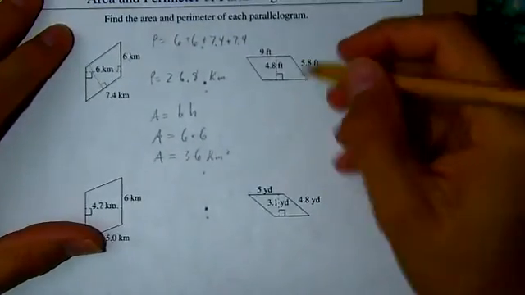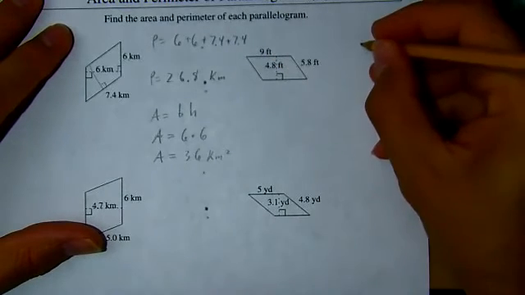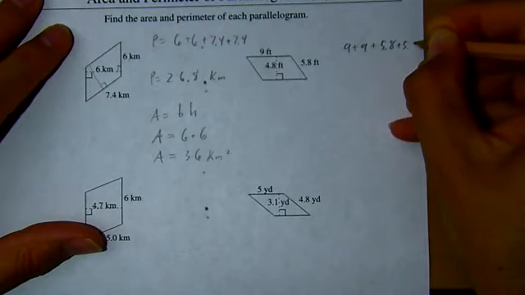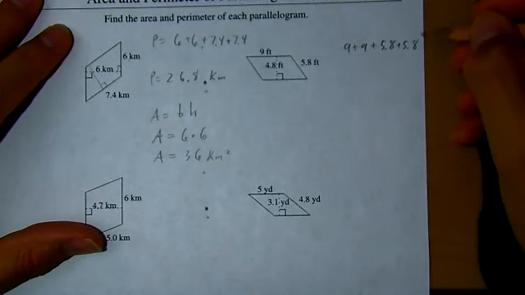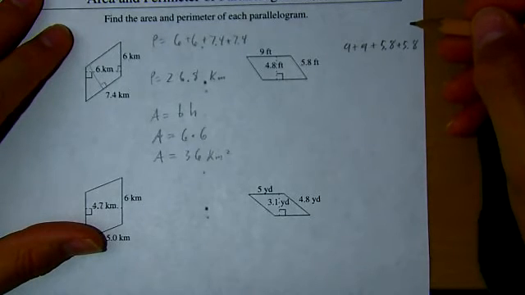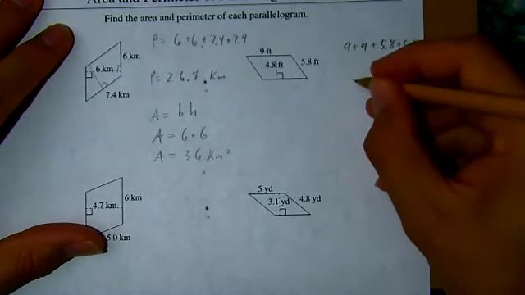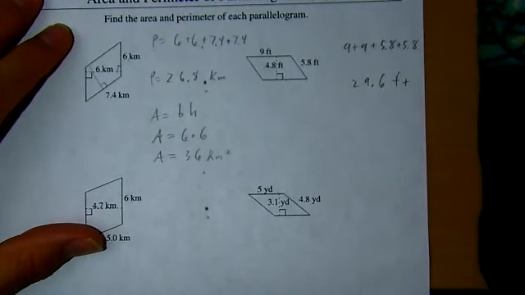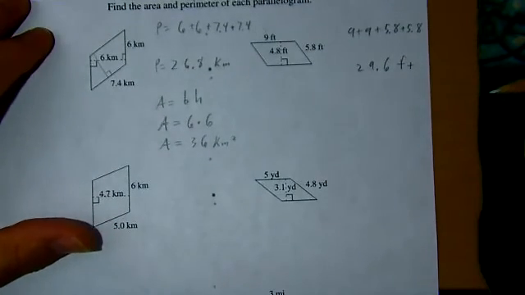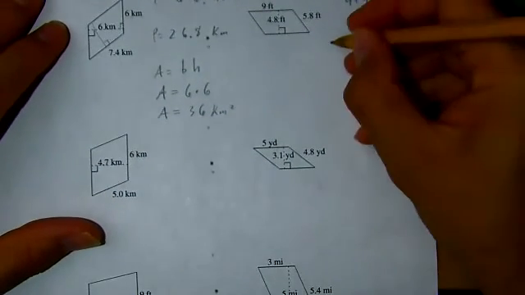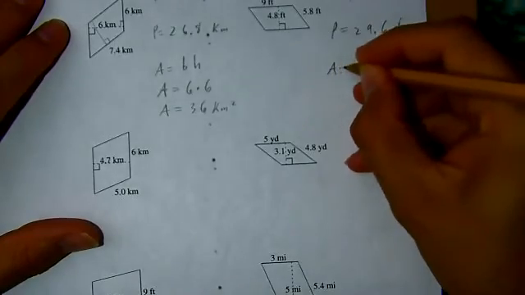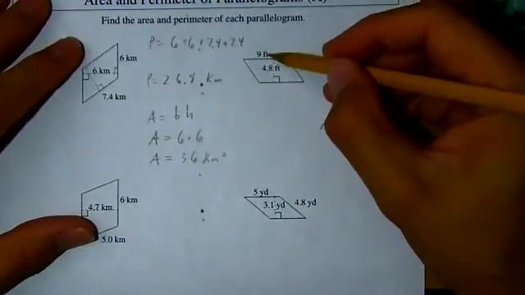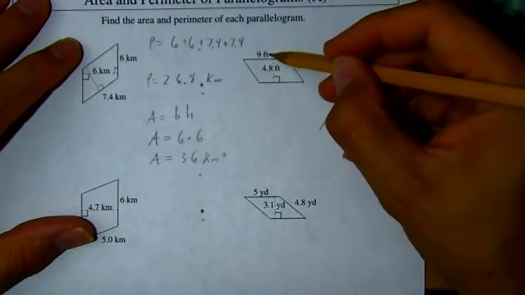Do one more. So we got 9 and 9, and 5.8 and 5.8. That's 29.6 feet. You can check me on a calculator. I might be wrong. I think I'm right. For the perimeter. Area is just base times height. So again, base is your starting point. It's at the top this time.